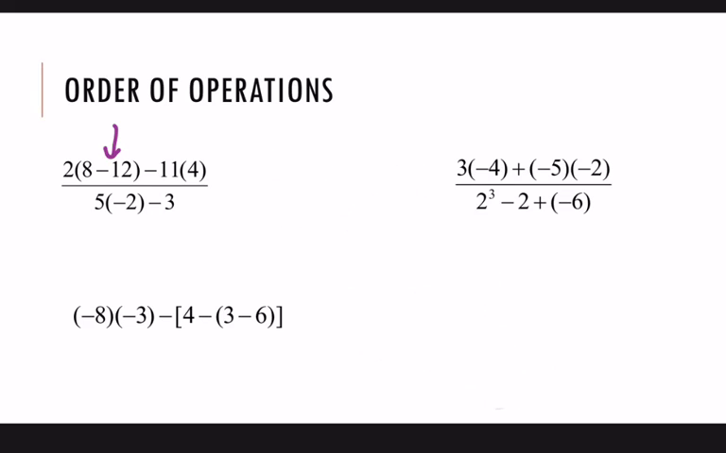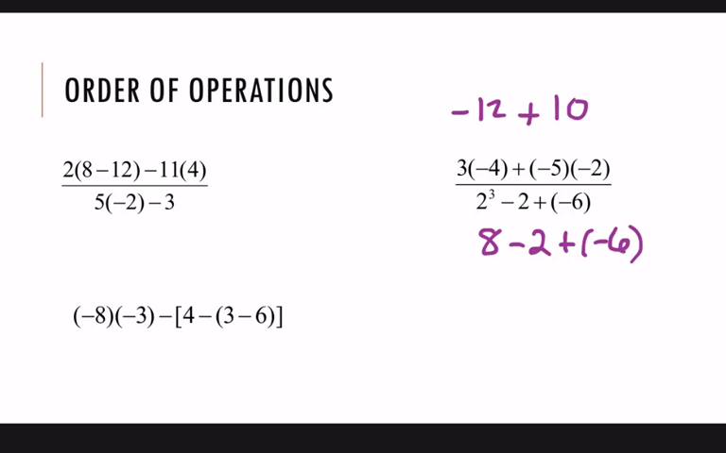Okay, let's look at the next one. We'll move over to the right. Two more implied parentheses, so we'll work out the entire numerator and denominator. In the numerator we have multiplication. Negative 12 plus positive 10. In the denominator we have an exponent. 2 cubed is 8.